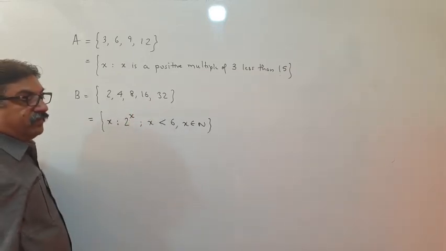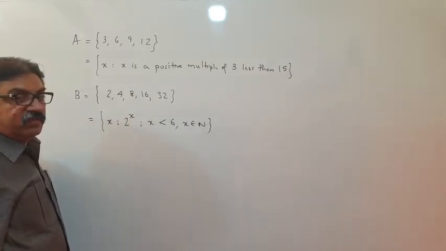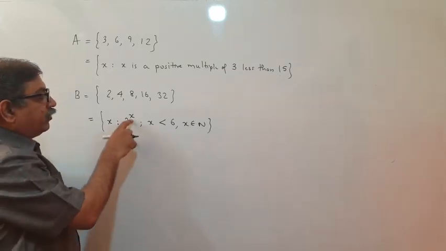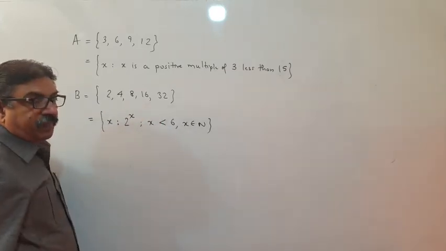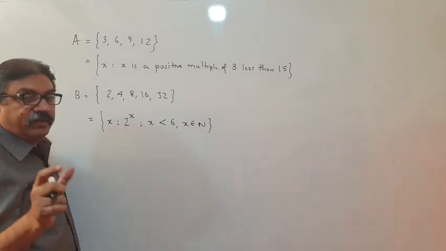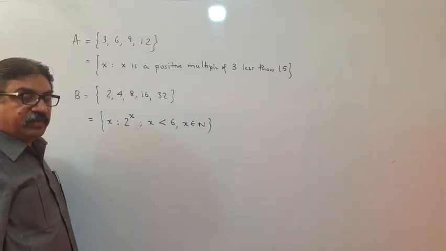Children, you have to be very specific. Don't write only x less than 6. x less than 6 means x can be 5.5. Now if I put 5.5, I will not get the elements over here. So you have to be very, very specific when you write the property method, the set builder notation.